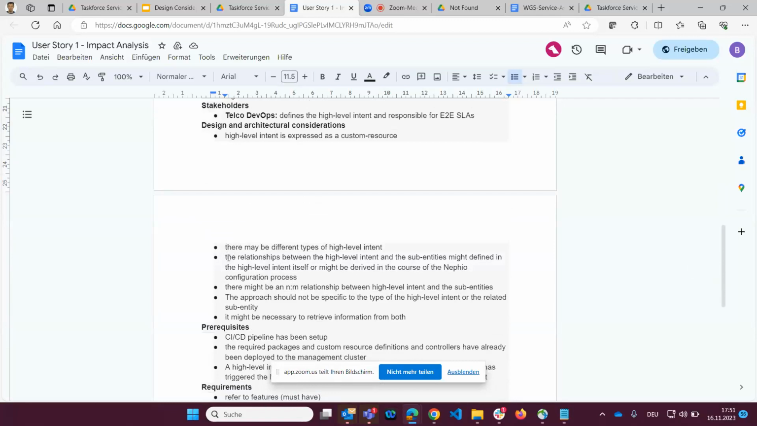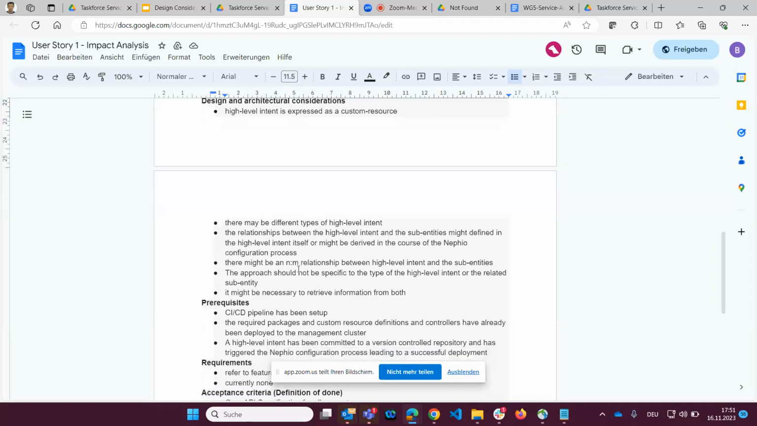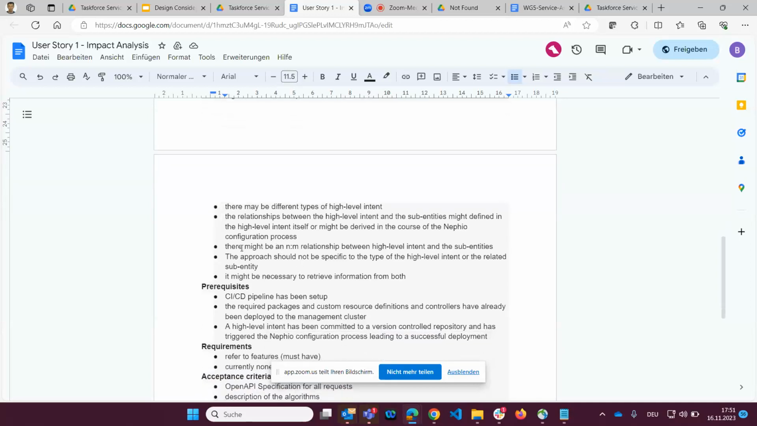The relationships between the high-level intent and the sub-entities might be defined in the high-level intent itself, such as in the network function topology, or might be derived in the course of the Nephio configuration process. There are these two options: either they're all predefined or they have to be generated in the course of the configuration process. There might be an end-to-end relationship between high-level intent and the sub-entities. That means a sub-entity might be supporting different high-level intents. So I'm saying this is an end-to-end relationship which we need to consider.